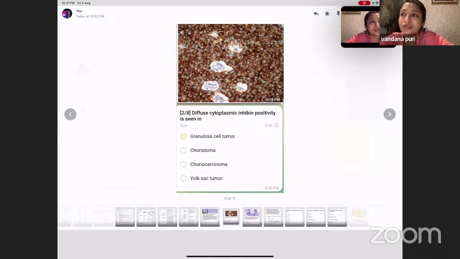And what is choristoma? Ectopic presence of any tissue is called choristoma. Like endometriosis is an example of choristoma, that is, endometrial tissue present anywhere outside the endometrium, like in the umbilicus: a female presenting with umbilical bleeding, and on biopsy you see endometrial tissue. This is an example of choristoma.